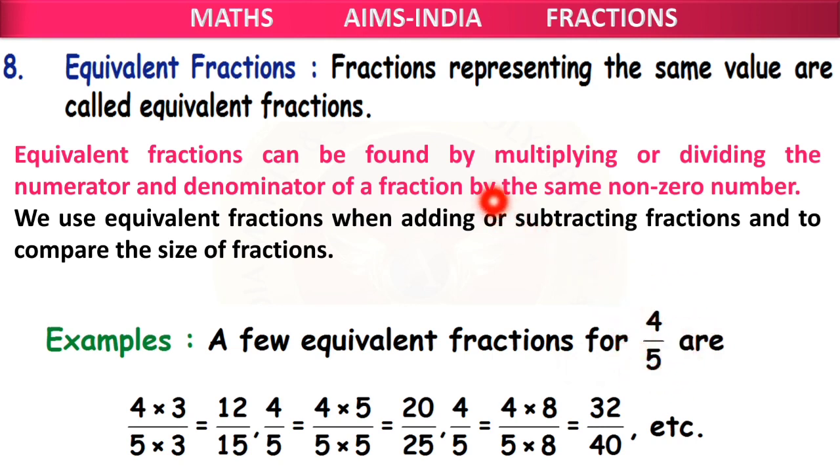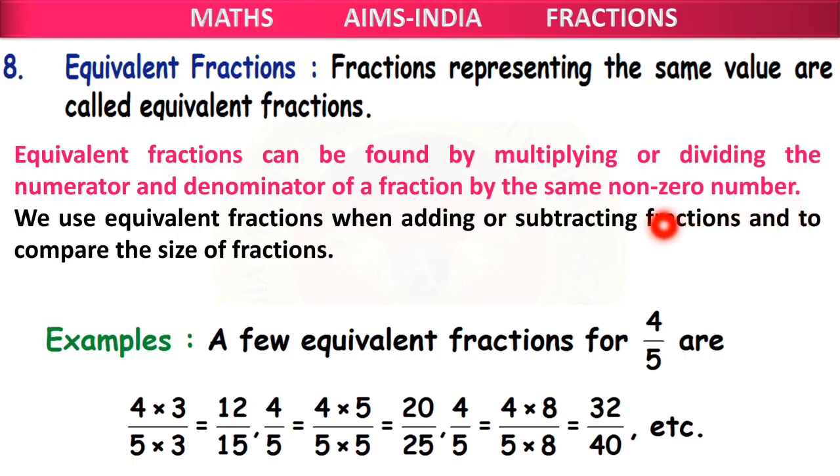We do that by either multiplying or dividing the numerator and denominator of a fraction. The important point to remember is that we need to use the same number to multiply or divide both the numerator and denominator. Okay, students? I cannot use 1 to multiply the numerator and 2 to multiply the denominator. We need to use the same number. And what should that number be? It should be a non-zero number.